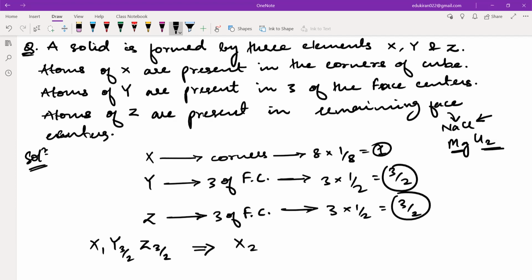So I will get X2. If I multiply 2 on Y, I will get just 3 because the 2s will cancel. And if I multiply 2 on Z, then you will be getting again 3. So it is X2, Y3, Z3. This is the formula of the compound. So write this question, okay? Because we have to simplify it.